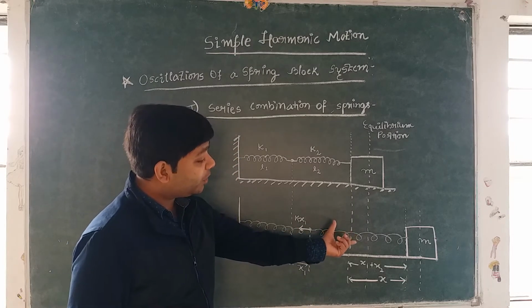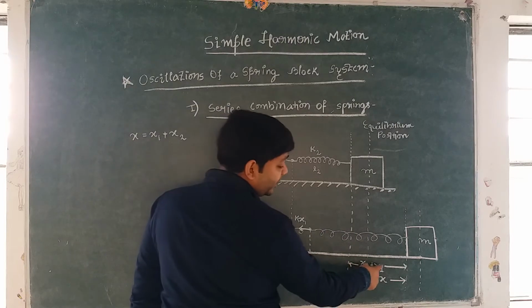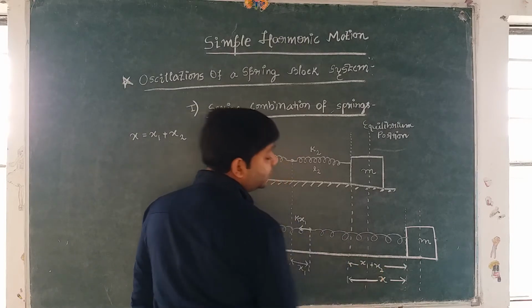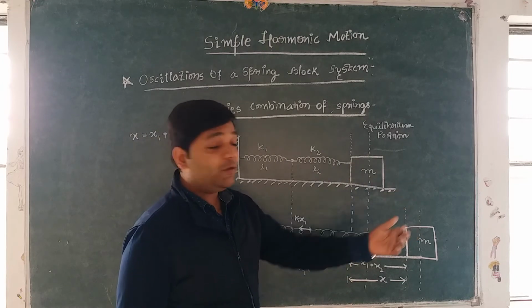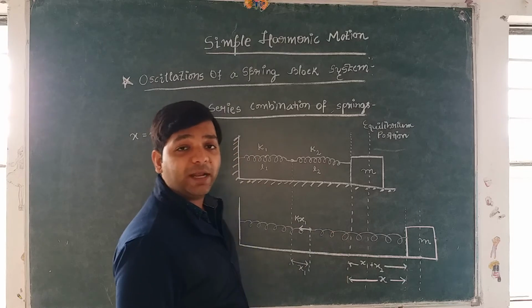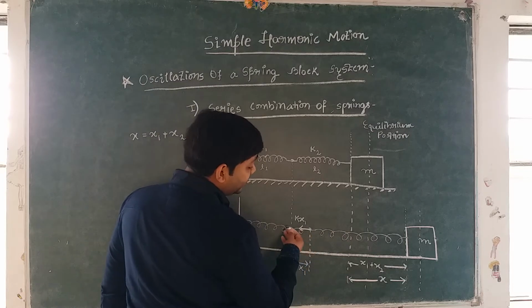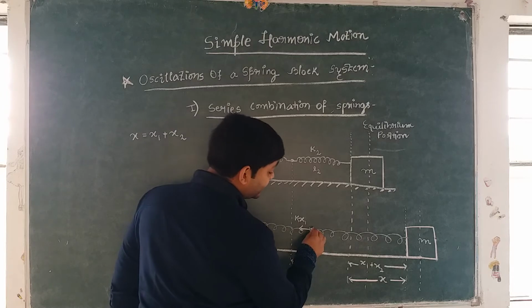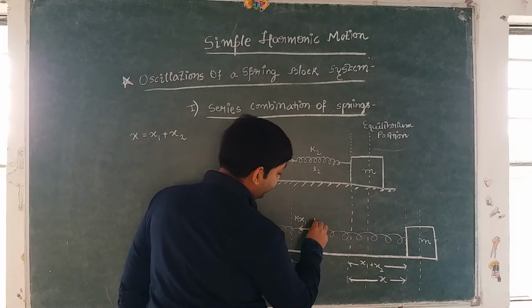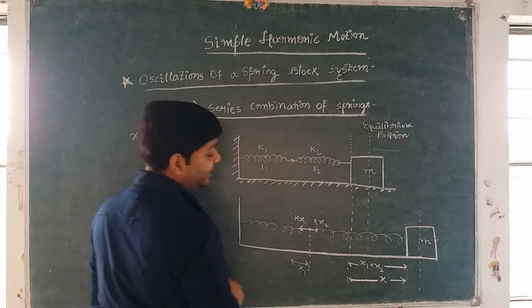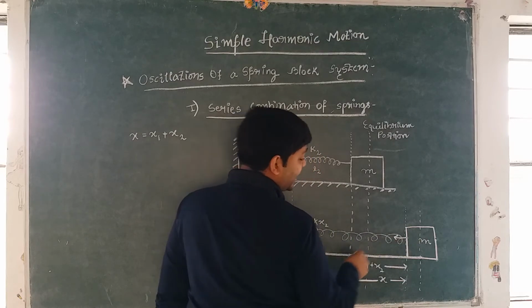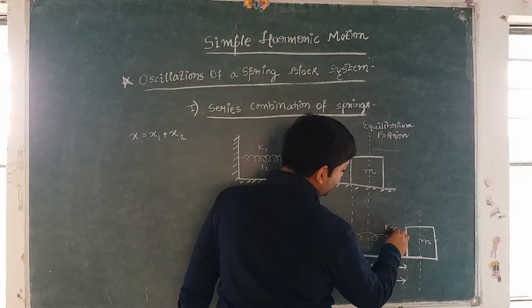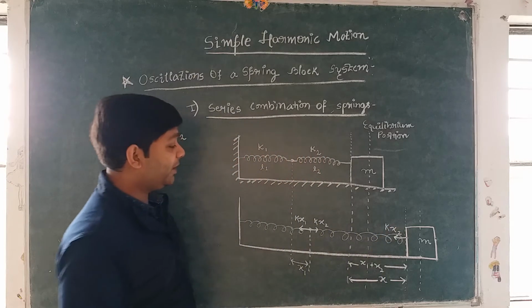And similarly, if we talk about spring 2, because it has got elongated by x2, what will happen? It will also apply a restoring force kx2 to restore its natural length. So it will pull spring 1 towards itself with force kx2 to restore its original length. And similarly, it will also pull the block of mass m with force kx2 to restore its original length, right?